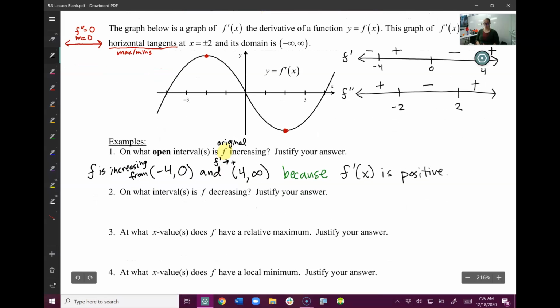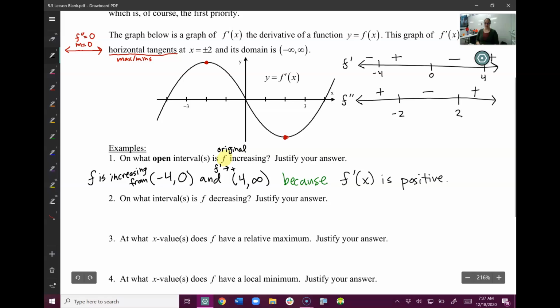Okay? I want you to try number 2 on your own. Remember that justification. On what intervals is f decreasing? You can kind of use what we've done so far as a template. Pause the video, try writing your justification sentence out for that one, and then come back and see how you did.